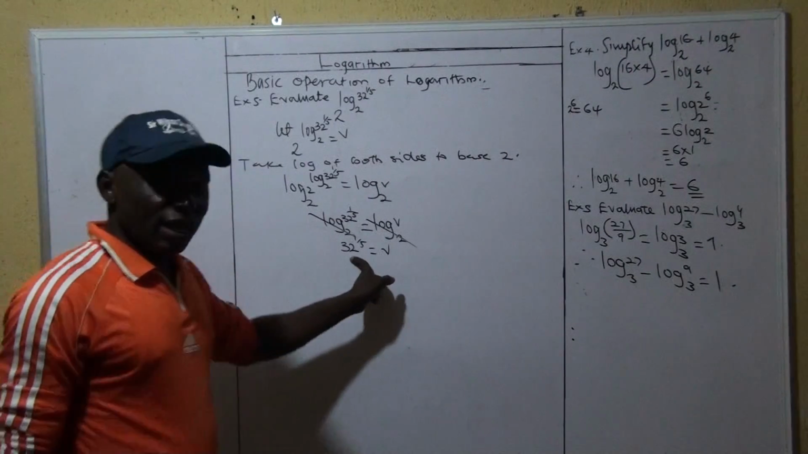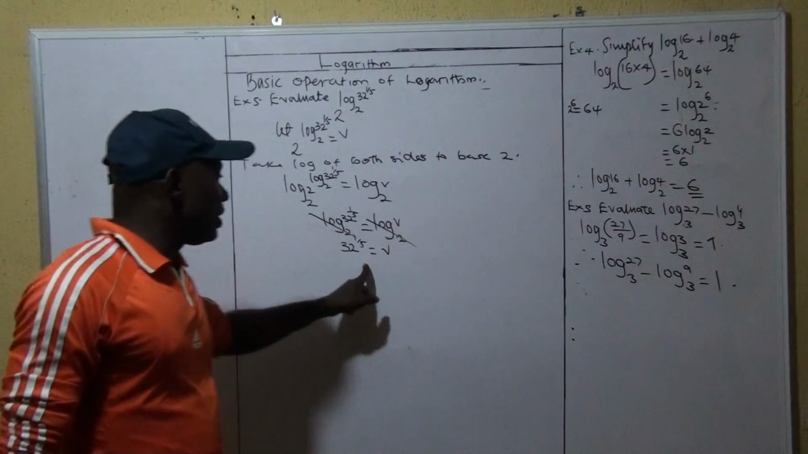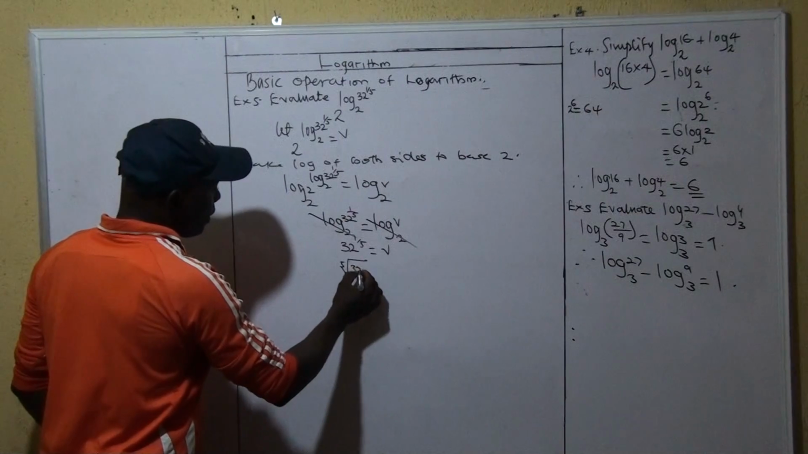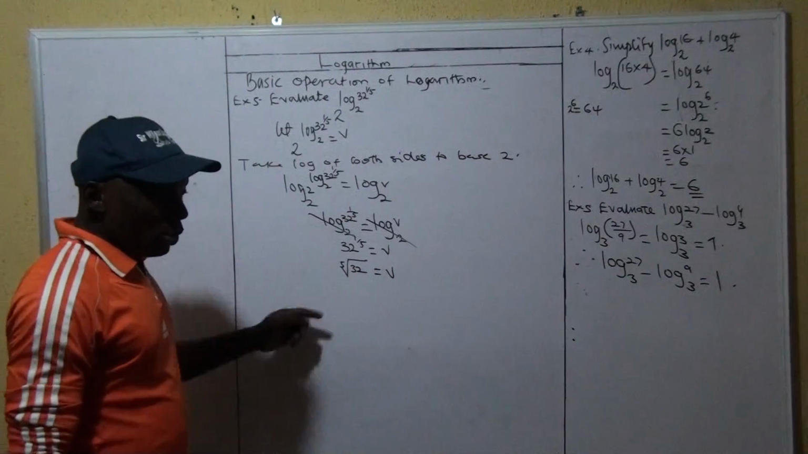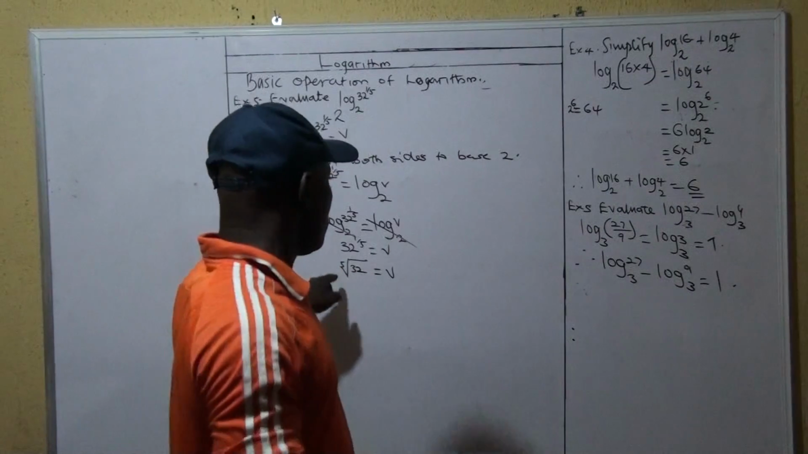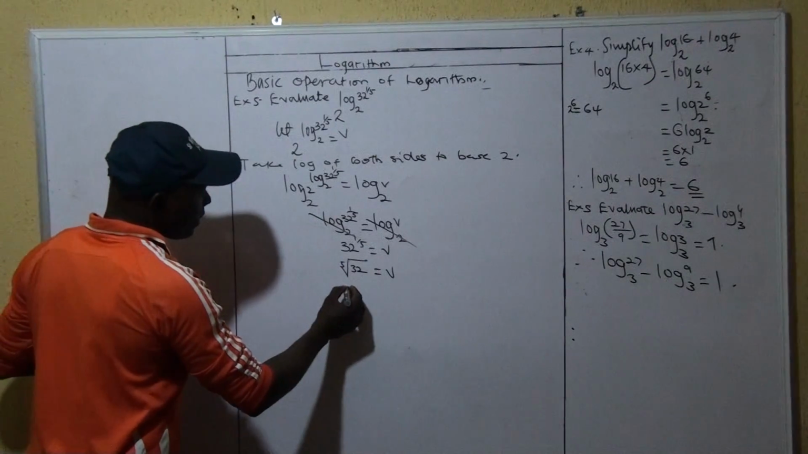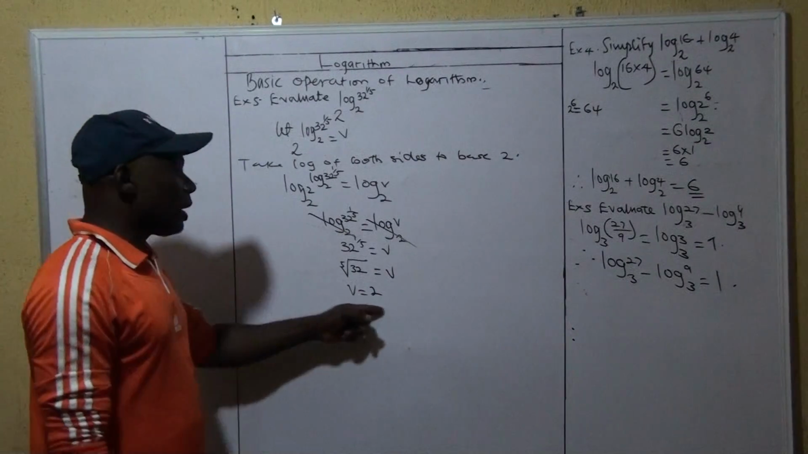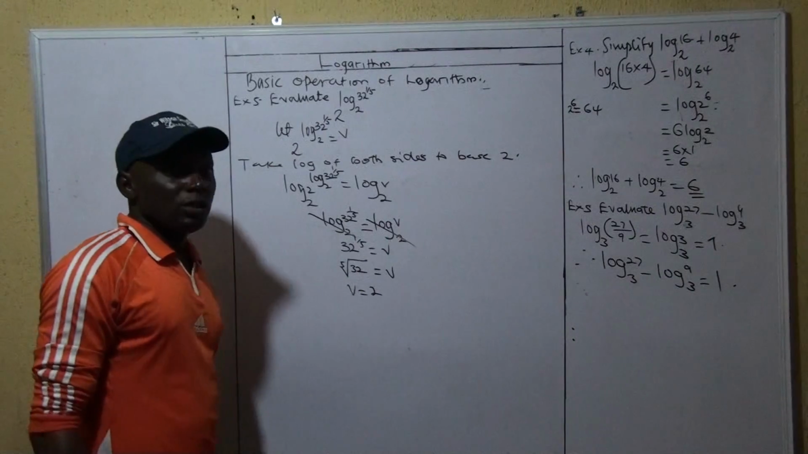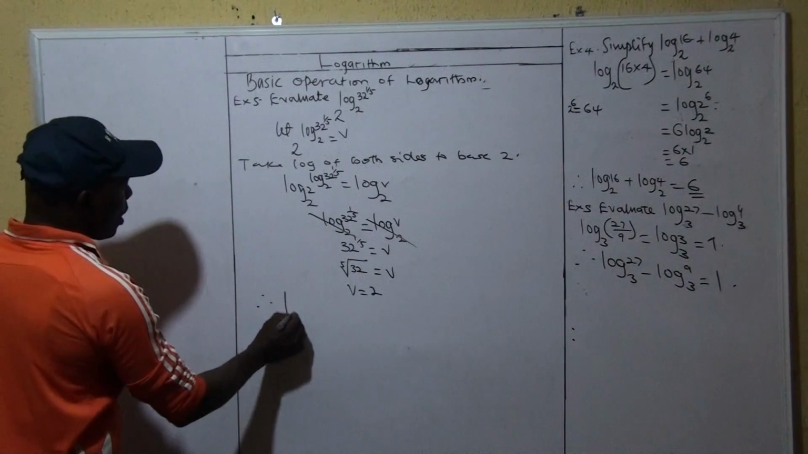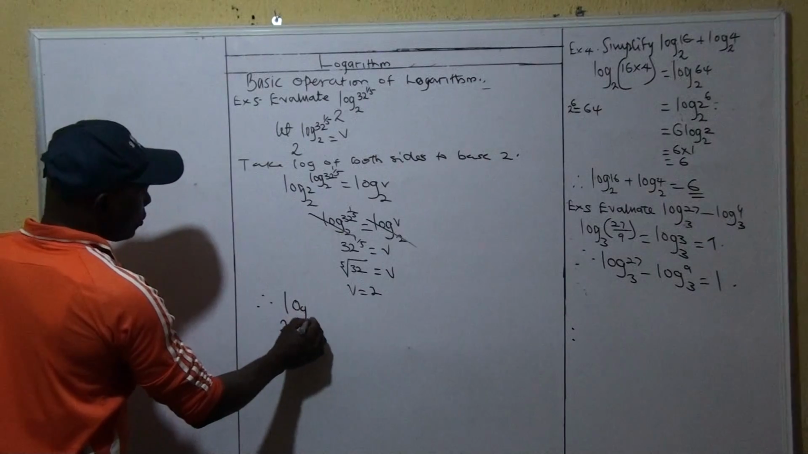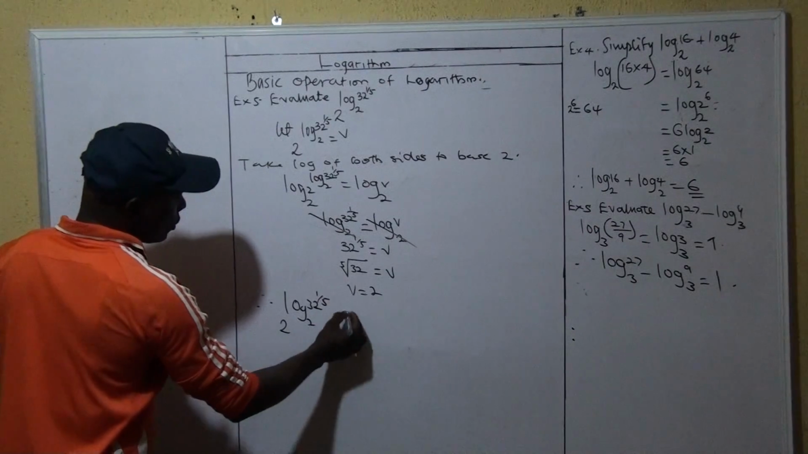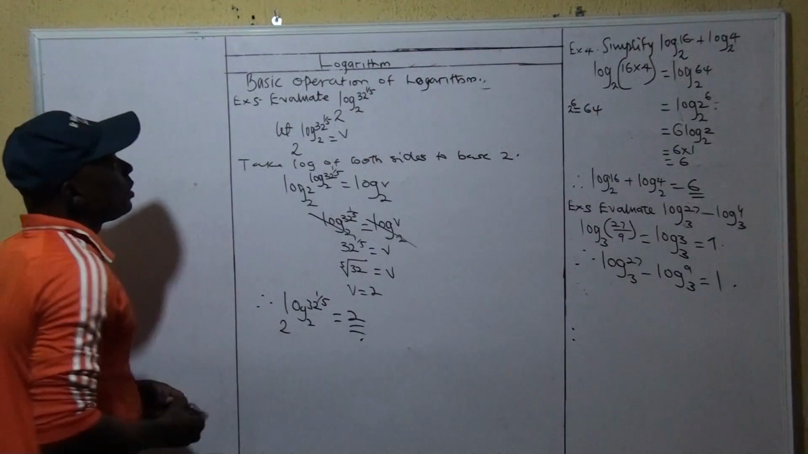So here we are now faced with indices. This means the fifth root of 32. Which number will multiply itself 5 times to give us 32? So the answer is v is 2. It is 2 that will do that. 2 multiplied by itself 5 times will give you 32. So you now conclude that therefore 2 raised to power log base 2 of 32 to the power 1 over 5 is equal to 2.